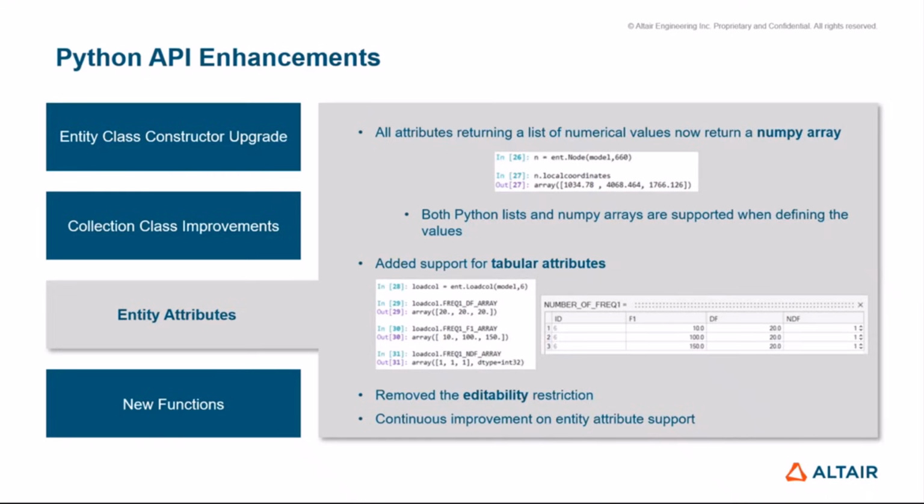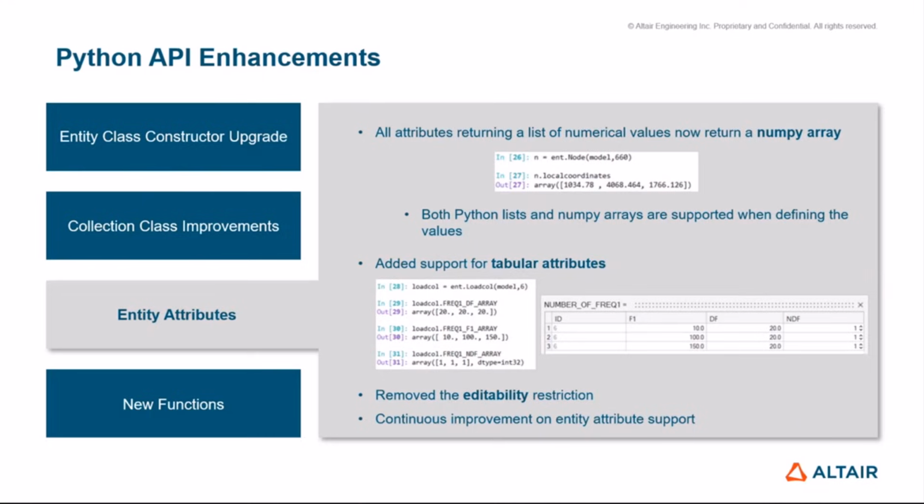The improvements that you will see in version 2025 are that we unified how we output attributes that simply return a list of numerical values. Now every single one returns a NumPy array. We prefer this approach as it is memory efficient, performance efficient, and most importantly, it is unified. So every attribute that works with a list of numerical values, upon querying, will give you a NumPy array. If you're defining this attribute, so setting it up, it works both ways. So you can supply a NumPy array, but you can also supply a plain vanilla Python list of values.